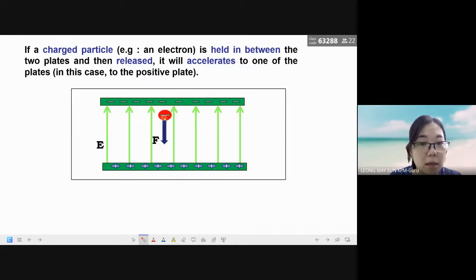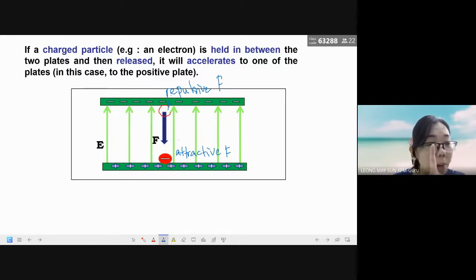The reason why is because it has an attractive force. Another reason is that the top plate is negatively charged, and this is a negative electron. Against this negative plate, it will have a repulsive force, and with the positive plate, it will have an attractive force. So when this charge is released, it will accelerate downwards towards the positive plate.